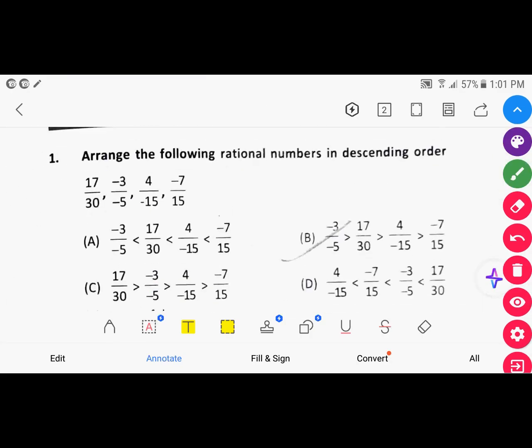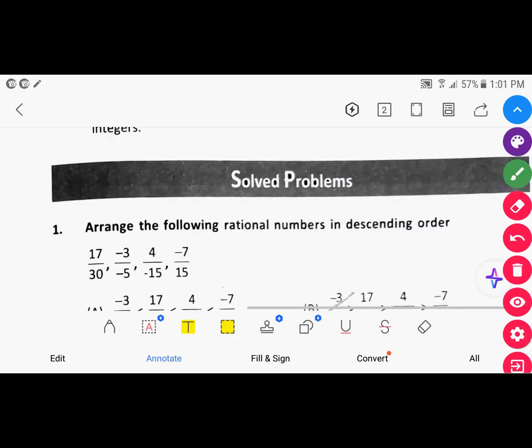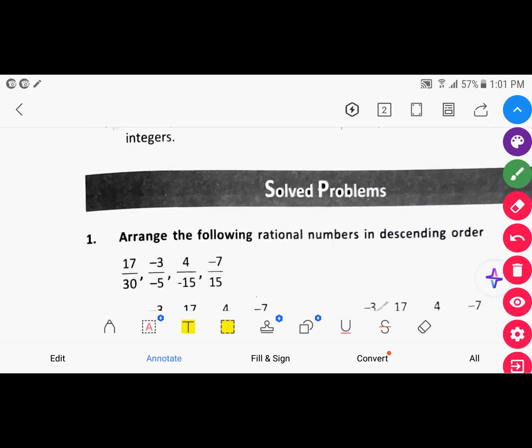Okay, clear? Now we look into some of the solved problems, and then we'll solve the exercise. Now see, there are some rational numbers and we have to arrange them in descending order. So our first step is to convert them into standard form. So to convert into the standard form, what we have to do is make the denominator positive. Okay, and after doing this, we have to find the least common multiple of all these four numbers.